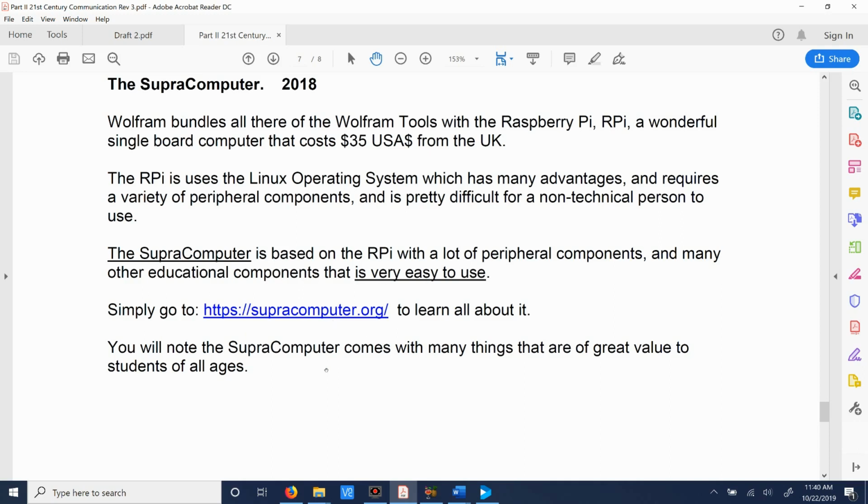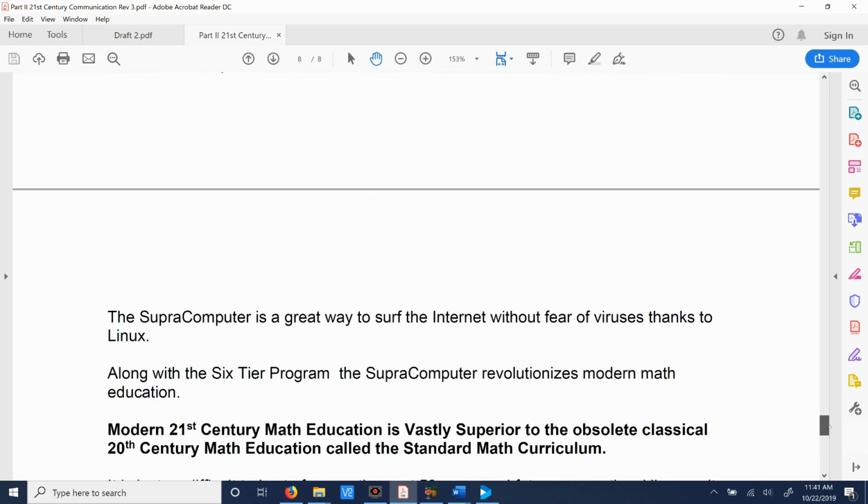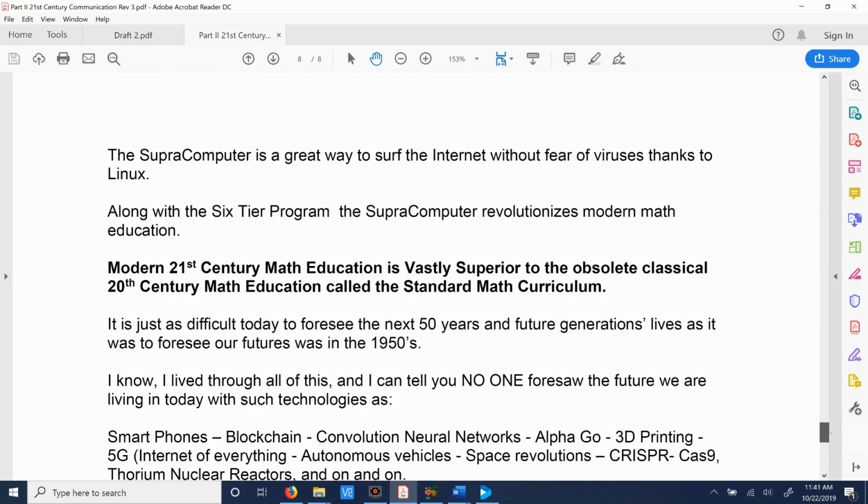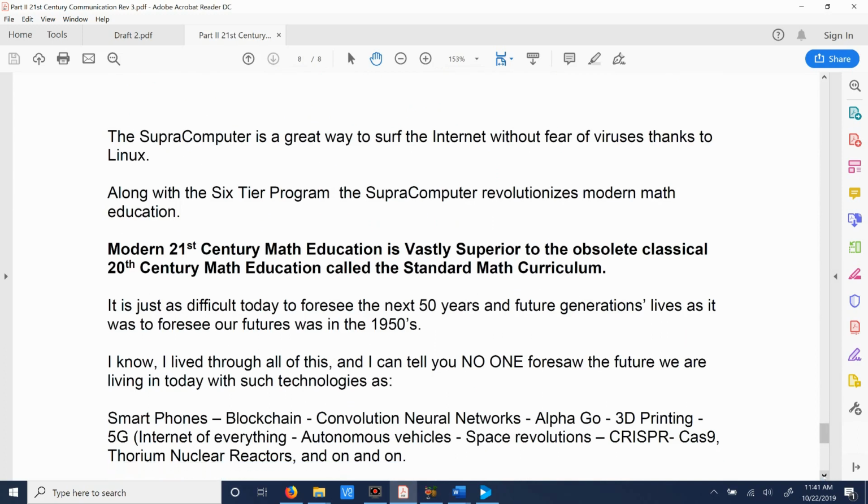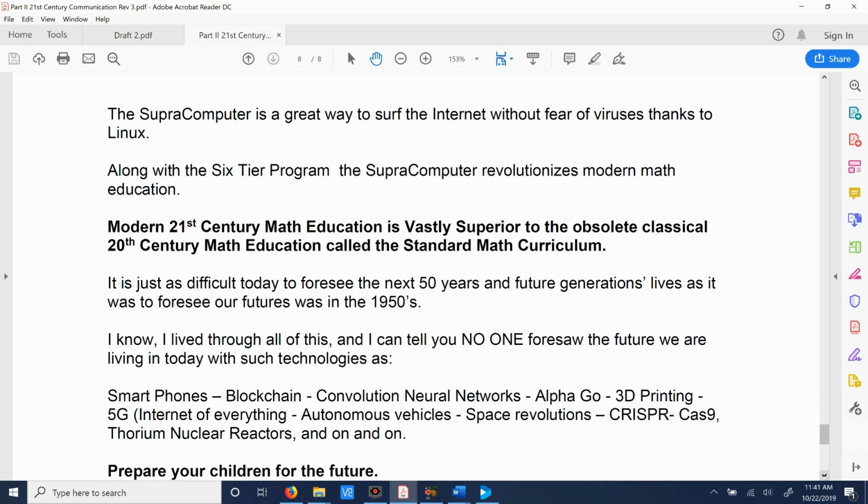It also comes, by the way, with lots of other things that are of great value to students of all ages. It has things on it for young children. It has all sorts of things on it that adults love to use that are not interested in math or anything. And they just find all sorts of things to use. It's an extremely useful thing. It's very secure and safe. And if you go, you'll study it at supercomputer.org. You'll learn all about it. It's very safe. It's very easy to transport, very secure. It's a wonderful way to surf the internet for technical reasons and so on.